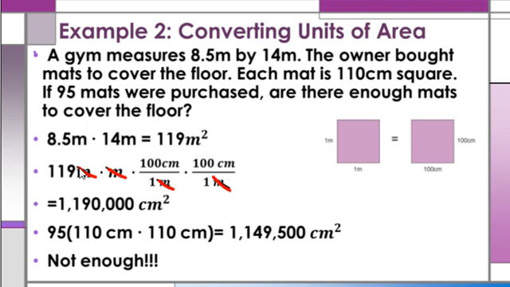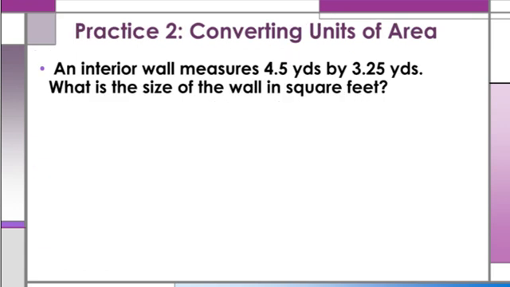And then we have 95 of those mats. So they took, each mat is 110 by 110. So 95 times 110 times 110 is 1,149,500 square centimeters. We do not have enough to cover the floor. So let's take a look at an example ourselves.